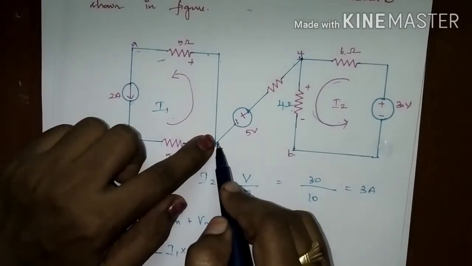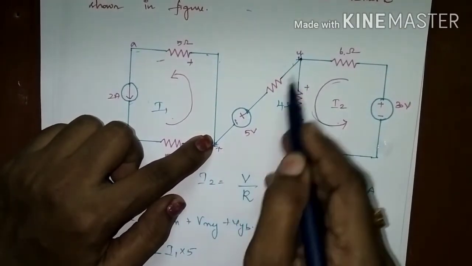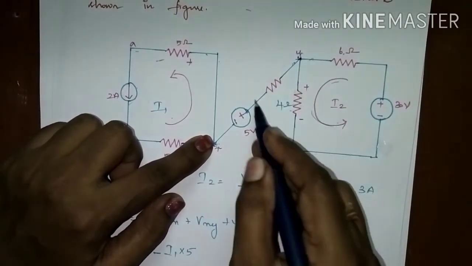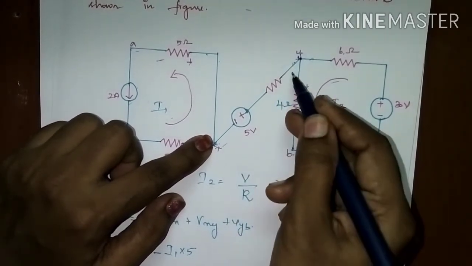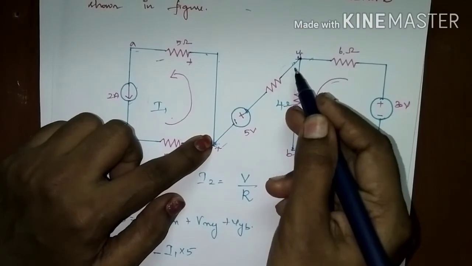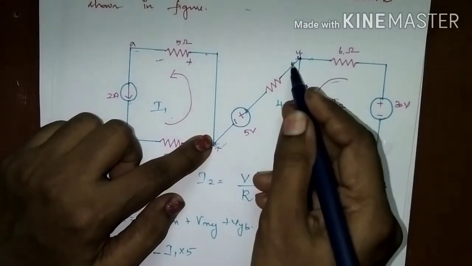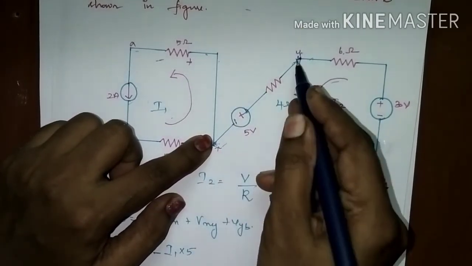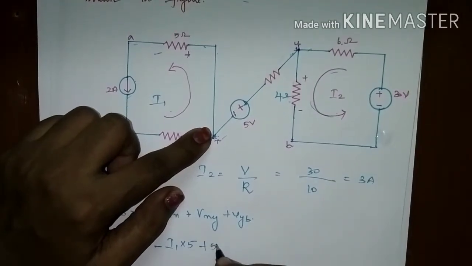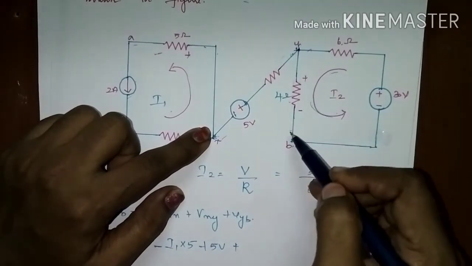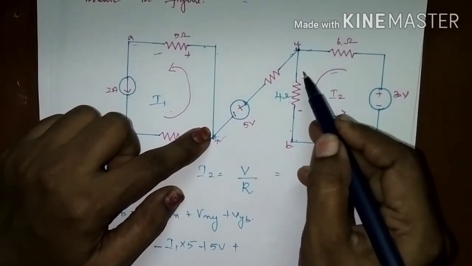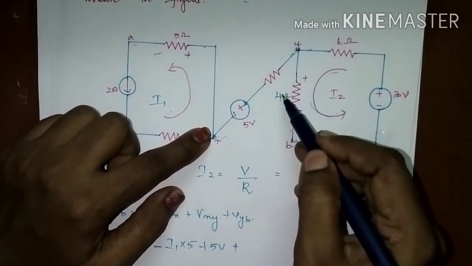This loop is connected to this branch, these nodes. So Vxy is 5 volt. There is no current flowing through this, these loops are independent, so there is no current flowing through this. So the voltage across Vxy is 5 volt. So 5 volt plus Vyb. Vyb is a drop which occurs in the 4 ohm resistor.